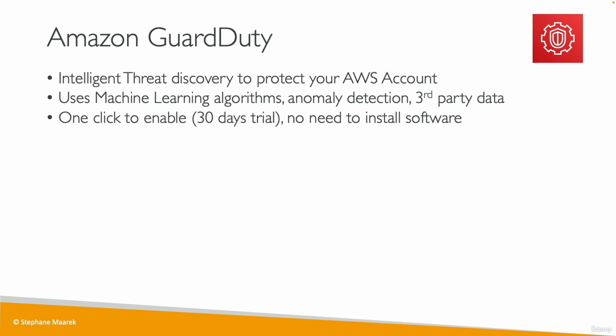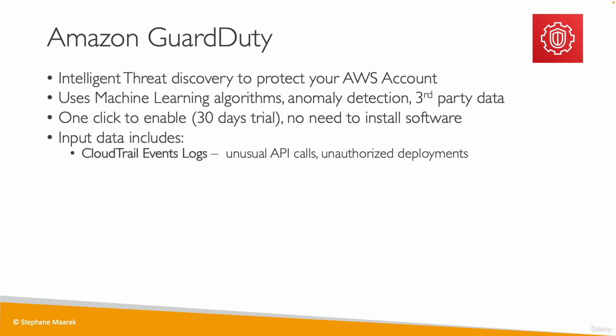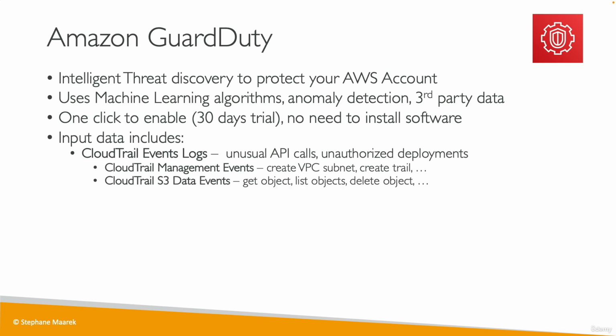So to enable it, it's just one click, then you have a 30 days trial. You don't need to install any software. So GuardDuty is going to look at a lot of input data, such as your CloudTrail event logs to look for unusual API calls or unauthorized deployments. It's going to look at your management events and your data events.